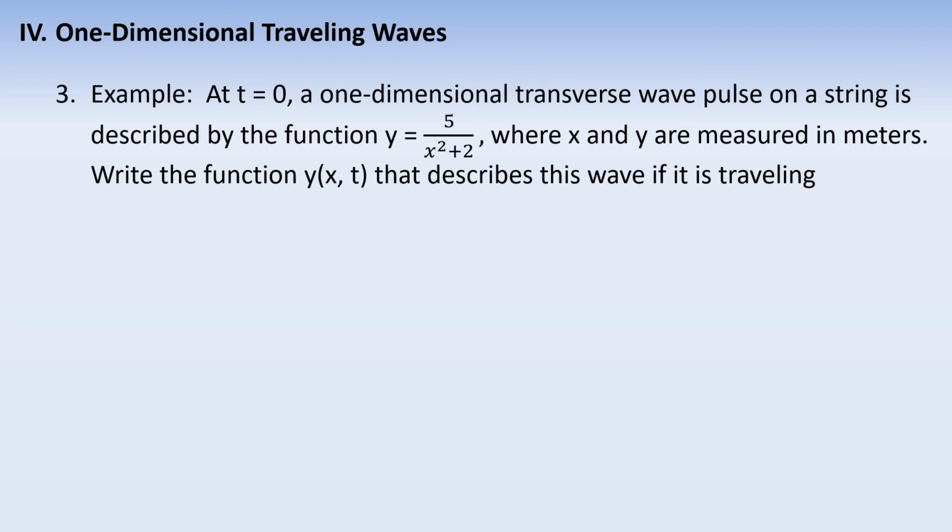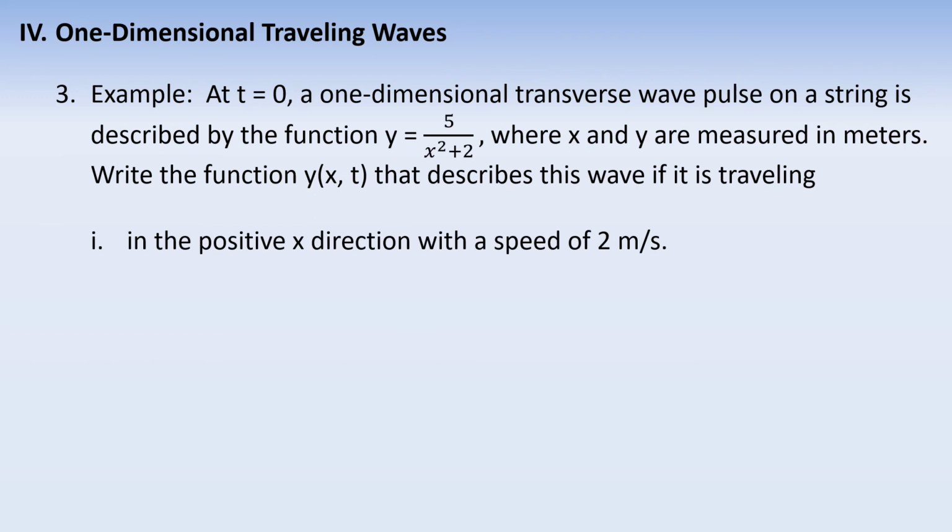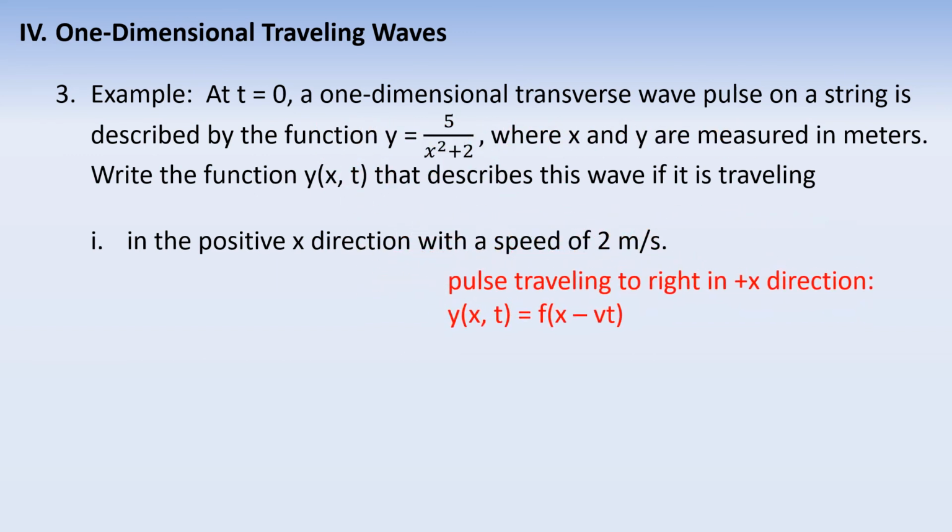We're asked to write the wave function, y of x, t, that describes this wave if it is, first of all, traveling in the positive x direction with a speed of 2 meters per second. Now recall what we said on the last slide: to give a wave pulse motion in the positive x direction, we need to replace x with the expression x minus vt, where v represents the wave speed.